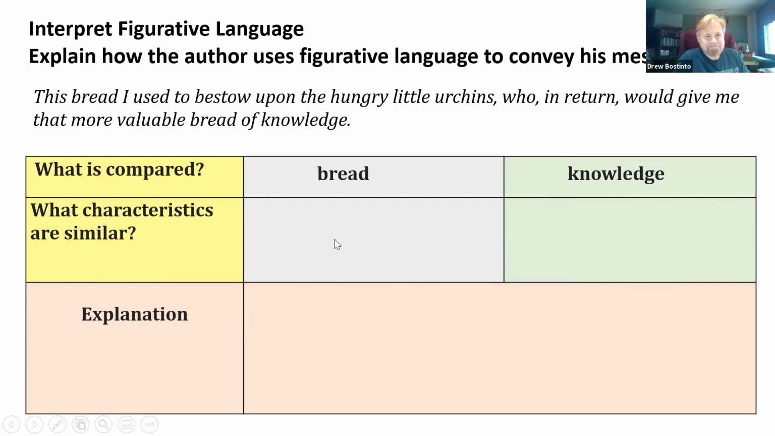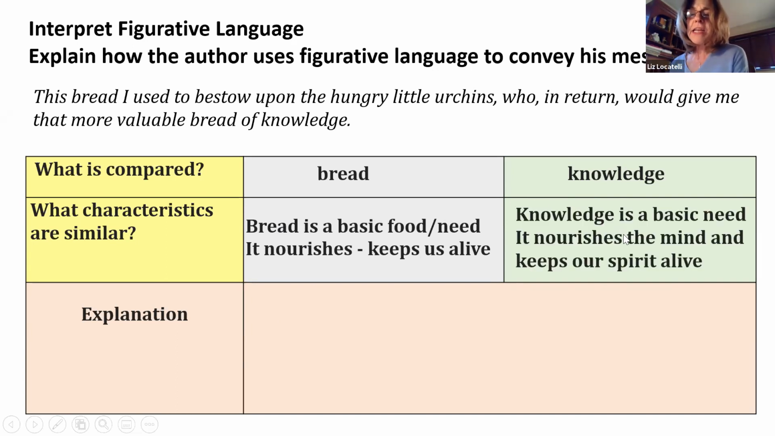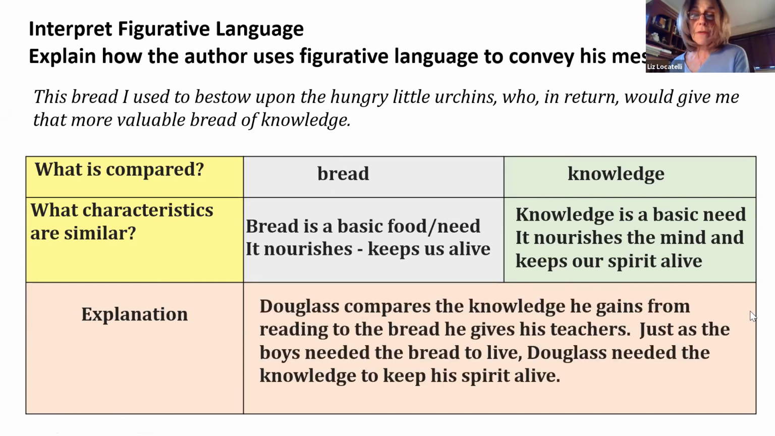Then I want to know what are some of the characteristics that are similar? Why would you put these 2 together? What do they have in common? Bread is a basic food. You need it to stay alive. And he's trying to tell us that he needed this knowledge. It kept his mind and his spirit alive. And then I need to be able to explain the figurative language. Douglas compares the knowledge he gains from reading to the bread he gives his teachers. Just as the boys needed the bread to live, Douglas needed the knowledge to keep his spirits alive.